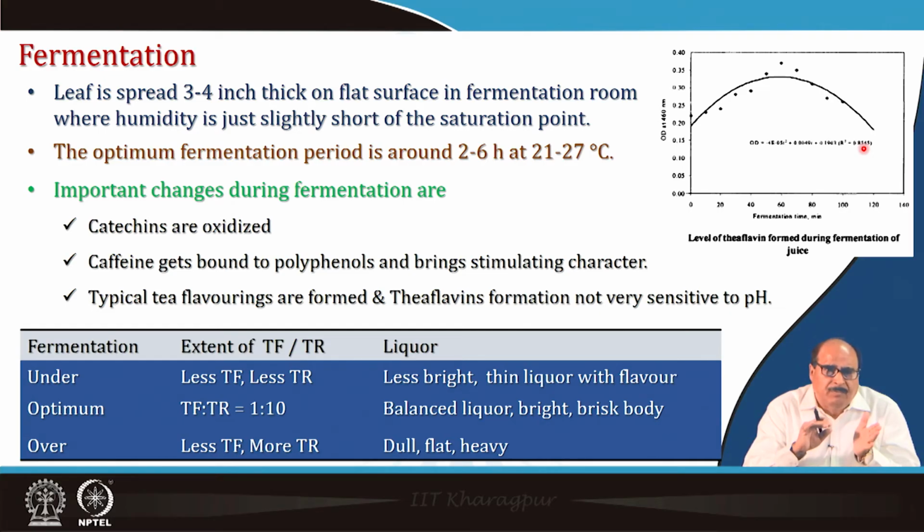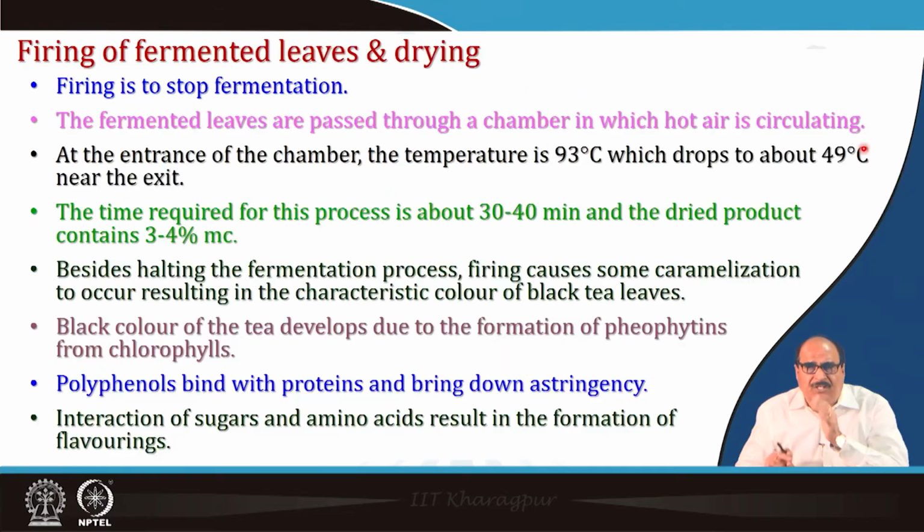Under-fermented leaves will have less theaflavin as well as less thearubicin. So it is very important for the quality of the brew that the leaves are properly fermented, when they have a copper brew color. Fermentation should then be stopped immediately. The next process after fermentation is firing, or drying. The firing is to stop the fermentation.